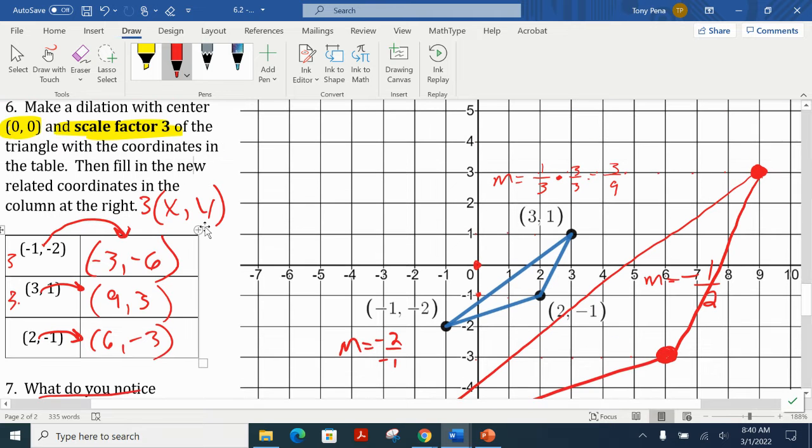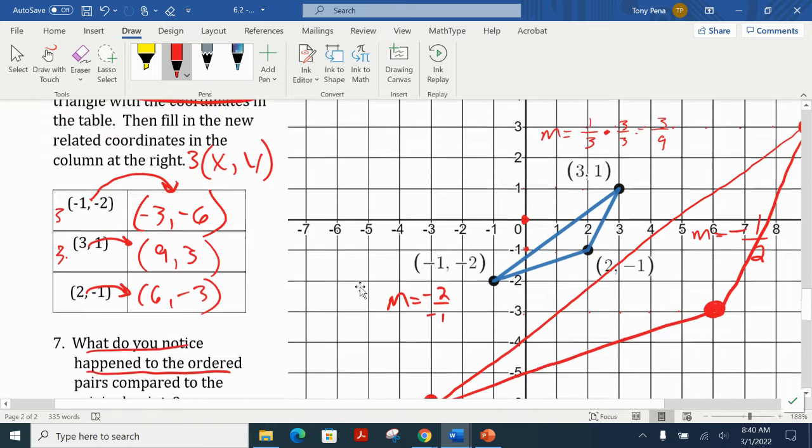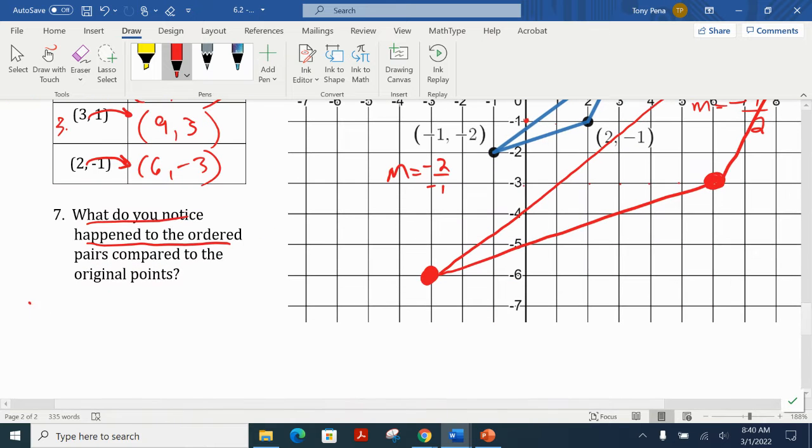Well, notice what our scale factor was. Wasn't our scale factor simply a 3? So that is not a coincidence in terms of what we could have done in order to make that happen. All right. So in terms of 7, all of those got multiplied by a 3.